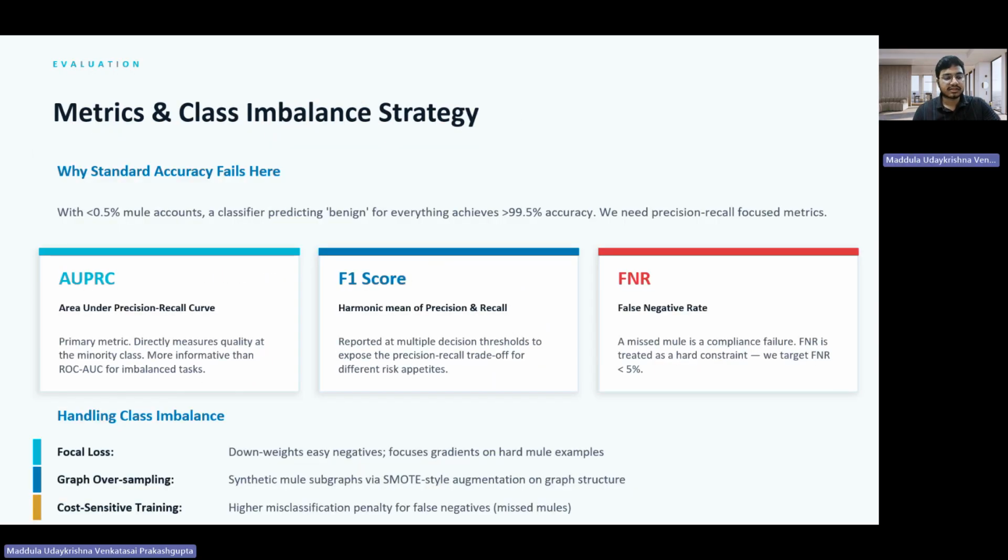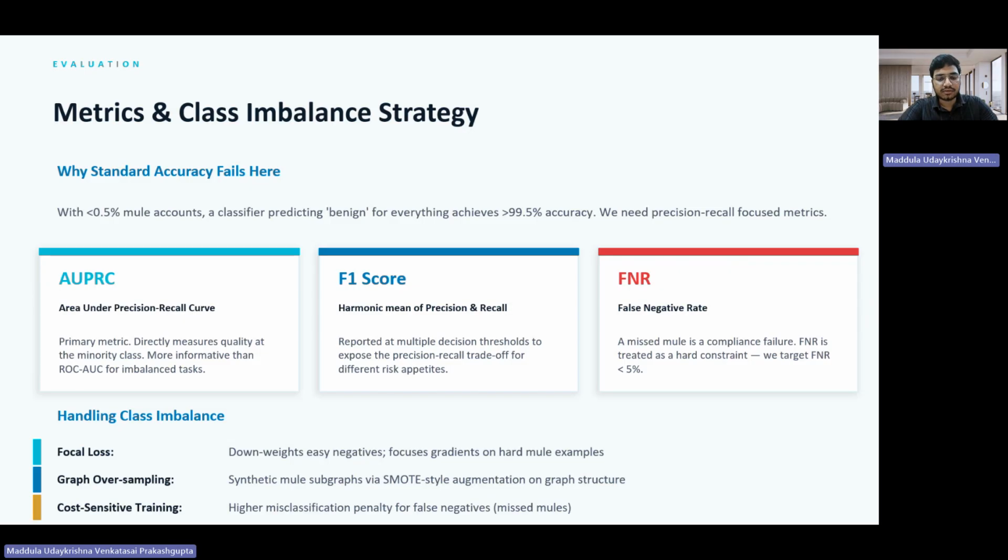So the evaluation strategy used for this project is AUPRC, F1 score, and FNR. Why not accuracy? Because if we label everything as normal, we get 99% accuracy but zero detection. As we know that there are less than 0.5% mule accounts, a classifier predicting benign for everything achieves greater than 99.5% accuracy. We need precision and recall focused metrics. So we considered AUPRC, area under the precision-recall curve. This is considered to be the primary metric. It directly measures the quality on the minority class, more informative than ROC AUC for imbalanced tasks.